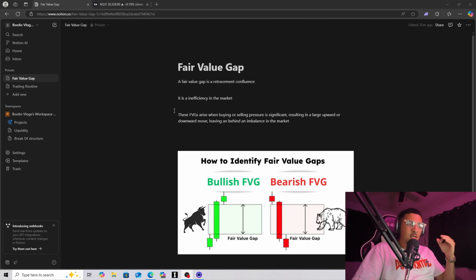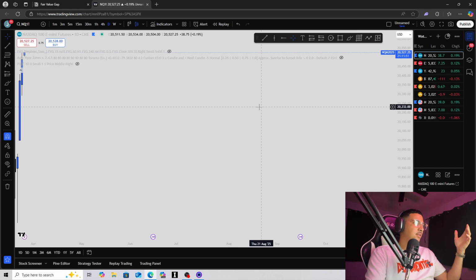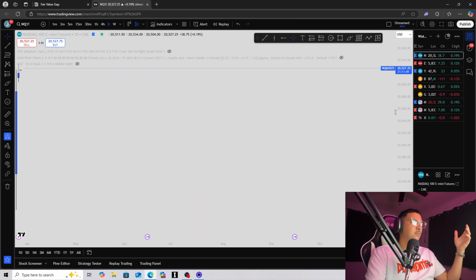I'm gonna show y'all and put them all together today, one by one, so y'all can know how to use them. They're really good confluences that you guys need in the markets to make money and to identify where the markets are going. So what is a fair value gap? A fair value gap is a retracement confluence. Let me show you what a fair value gap is.